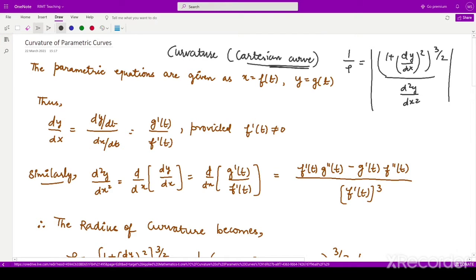So what about parametric curves? For the parametric curves, the equations are represented in terms of some other variable. So this time it is t.